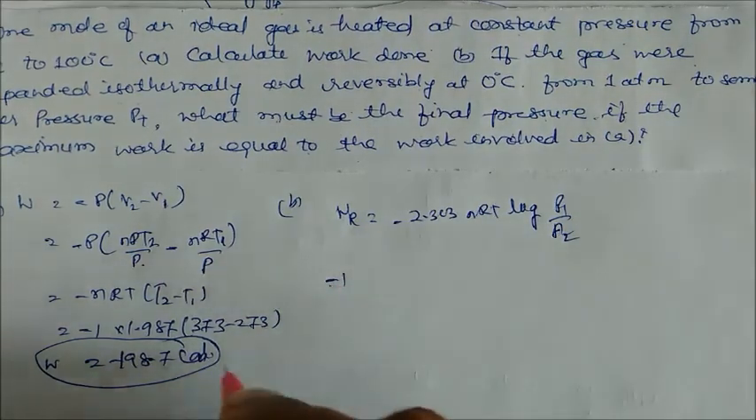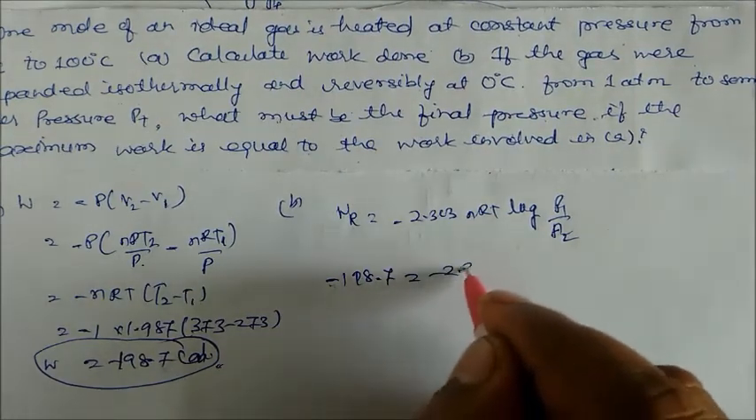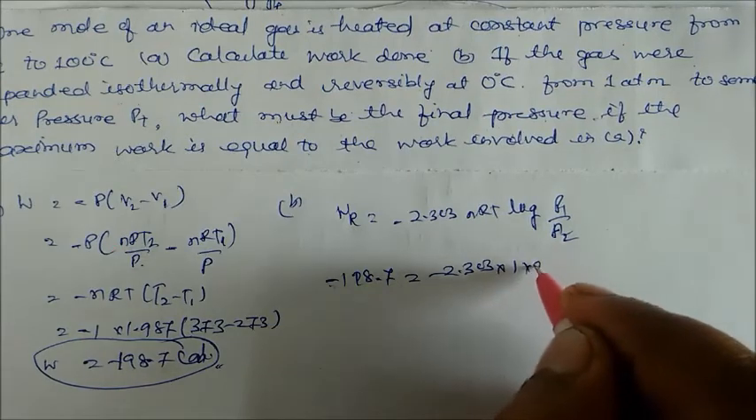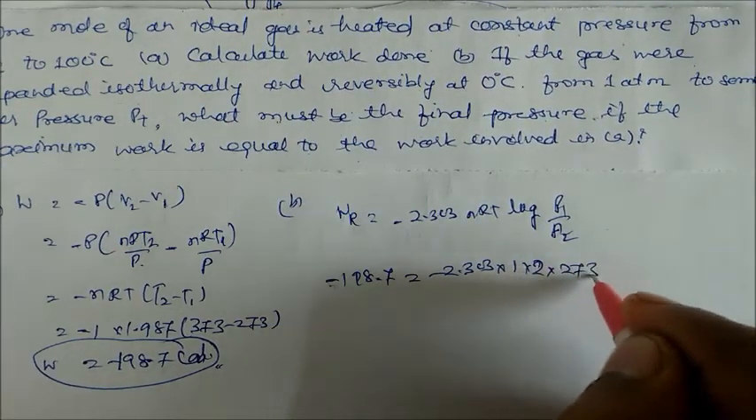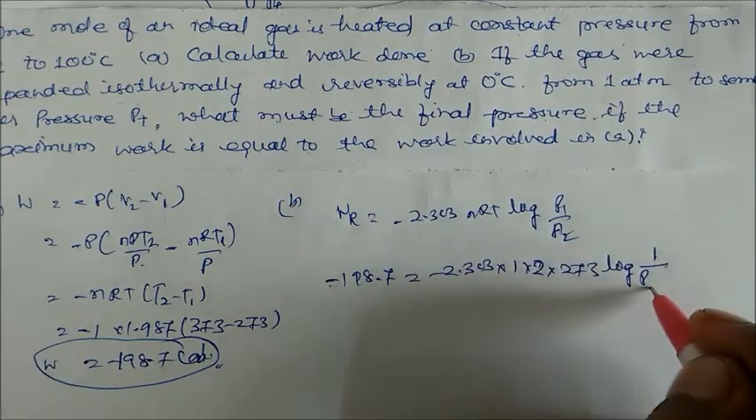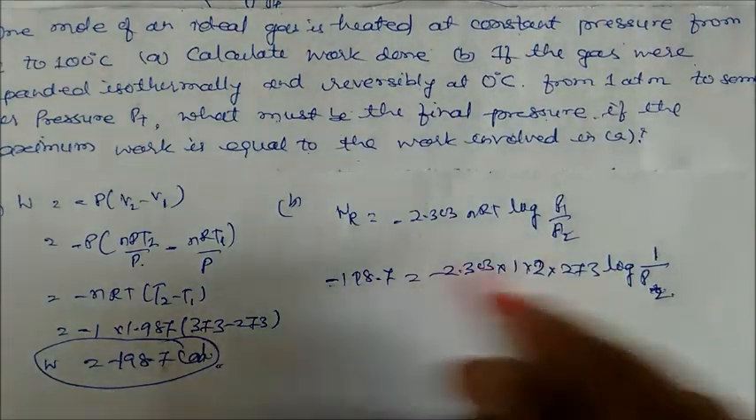Same work done, 198.7 calorie equals minus 2.303, and this is 1 mole of gas, so this will be your 2 kilocalorie, and temperature is again 273, and log of initial pressure again 1, and P2 we have to find out. So each thing is given over here.